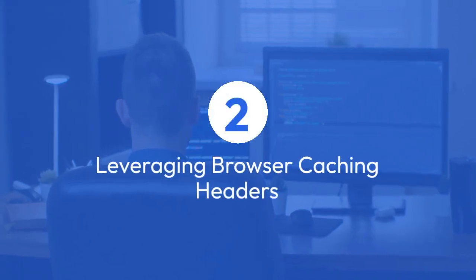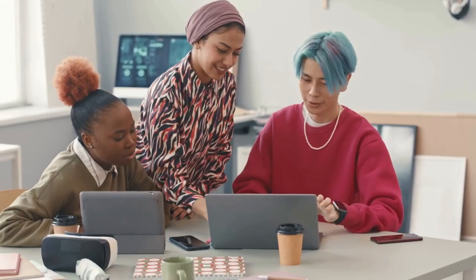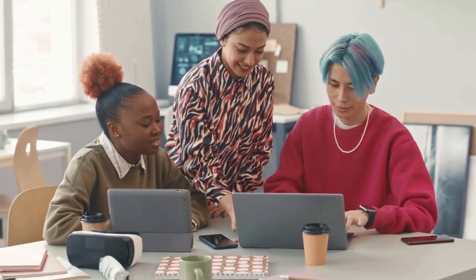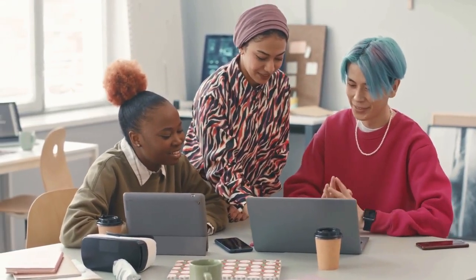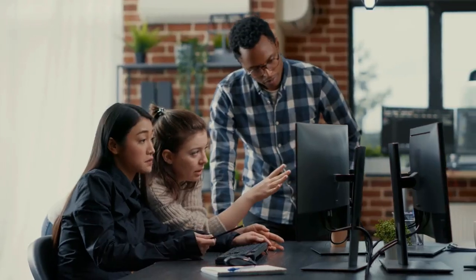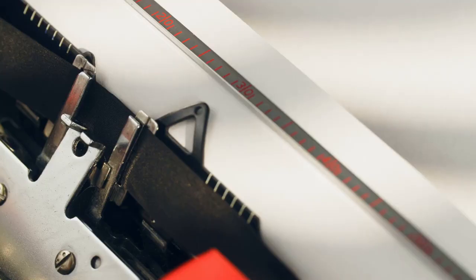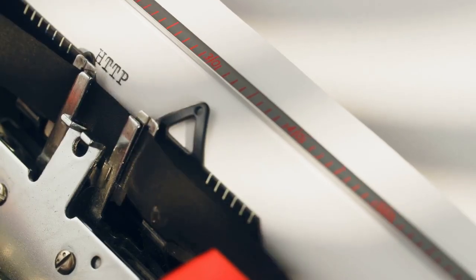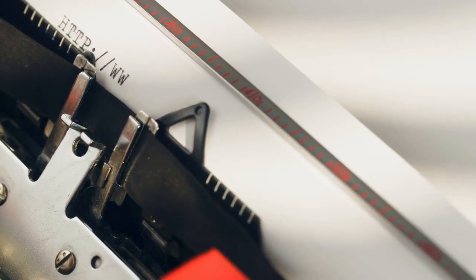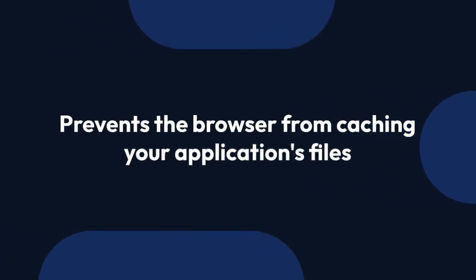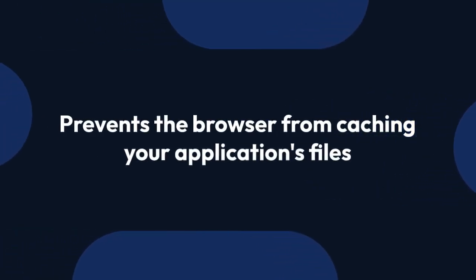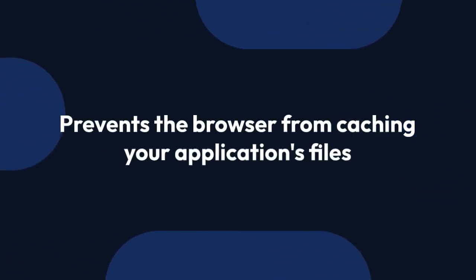2. Leveraging browser caching headers. You can control how browsers cache your application's assets by using HTTP response headers. These headers can be configured on your web server. Setting appropriate cache control headers, like Cache-Control: no-cache, no-store, must-revalidate, prevents the browser from caching your application's files, thus ensuring every request fetches the latest version.